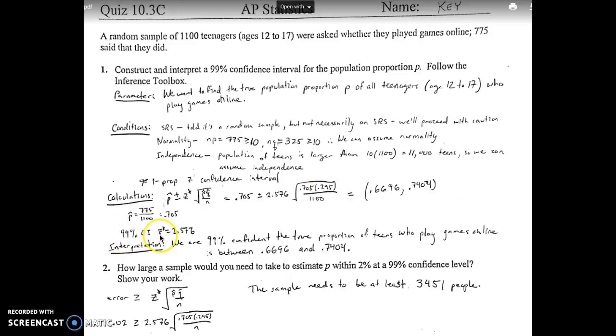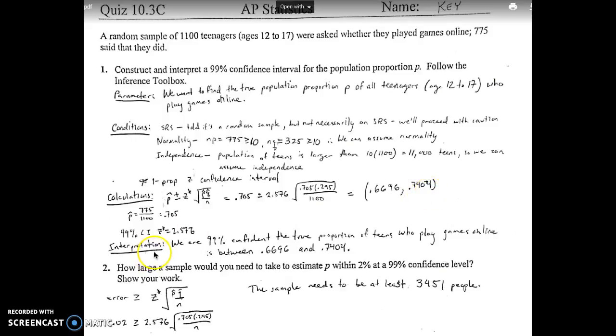For my confidence interval of 99%, the z star value, this is one of those things you're supposed to memorize from 10.1, is 2.576. So just plugging in our data, we'd have 0.705 plus or minus 2.576 times the square root of 0.705 times 0.295 over the sample size 1,100. And when you do that, you will get the interval of 0.6696 to 0.7404. That's our lower bound, 0.6696, upper bound, 0.7404.